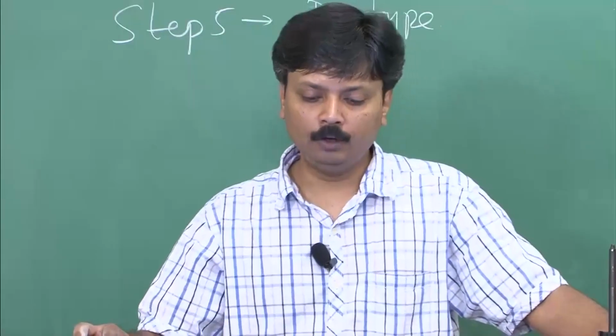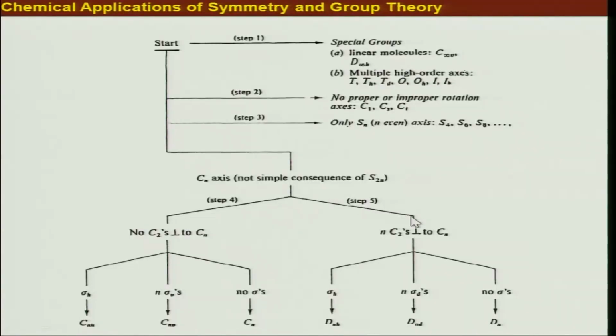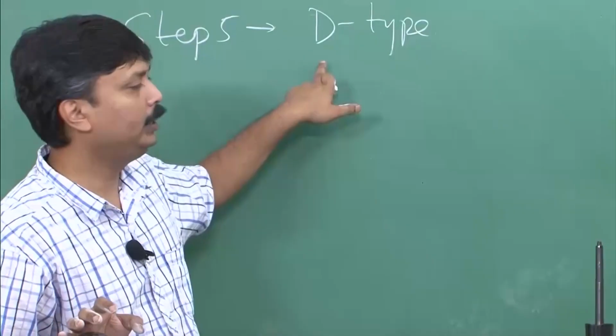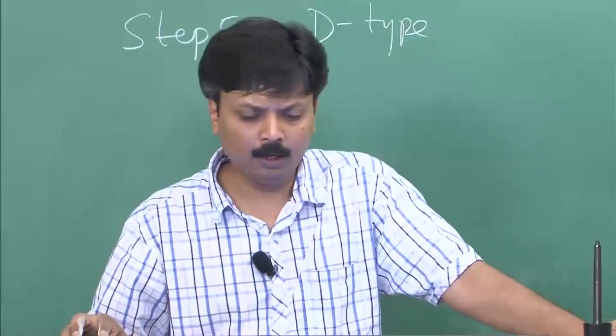Now if we go back to step 5, where I found n number of C2s which are perpendicular to the Cn, then I ask the following question. Before that, I can say that these molecules which have n number of perpendicular C2s with respect to this Cn belong to the D type. Okay, so that I wrote here. Step 5 will give me the D type of point group.